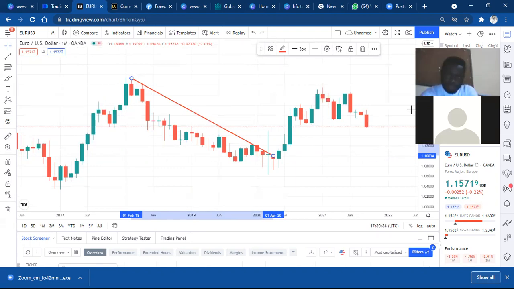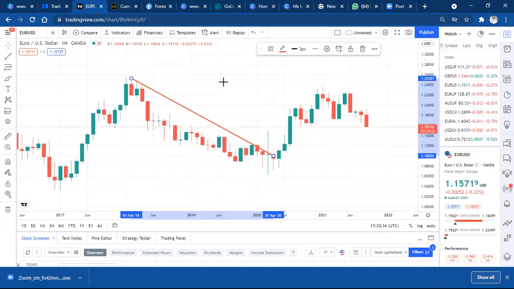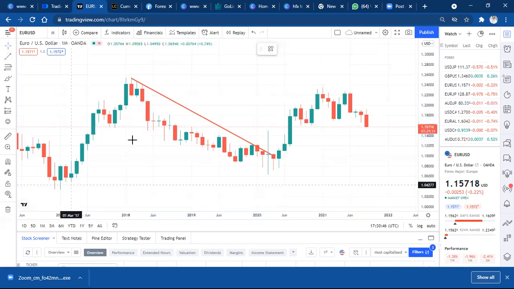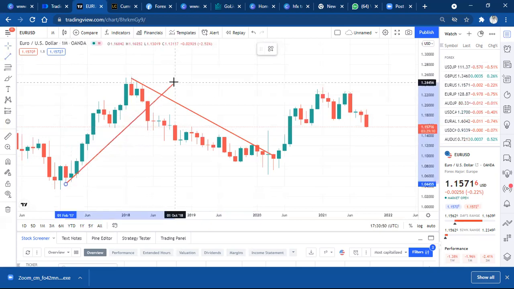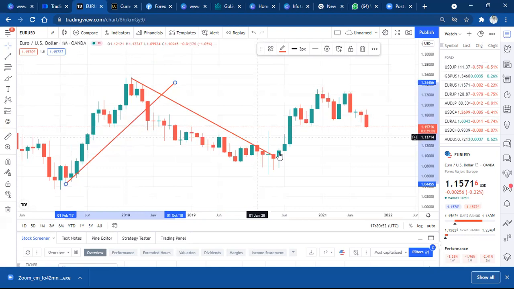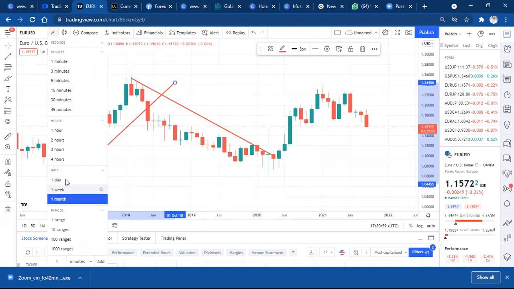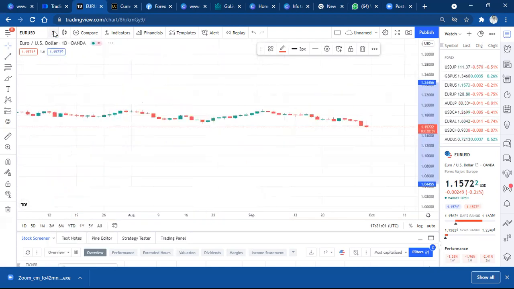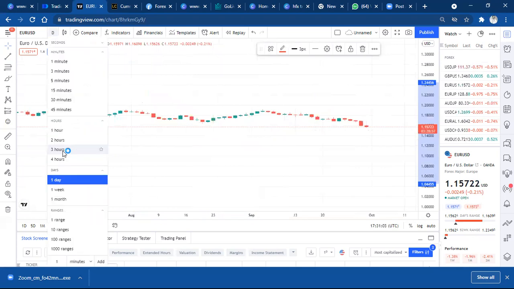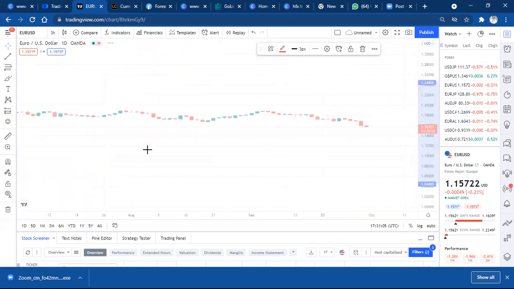All right, this is a downtrend. Now, from here, right here, is an uptrend. Okay. But now you can change your time frame to 1 day. You can change it to 3 hours. Now, what does that mean?